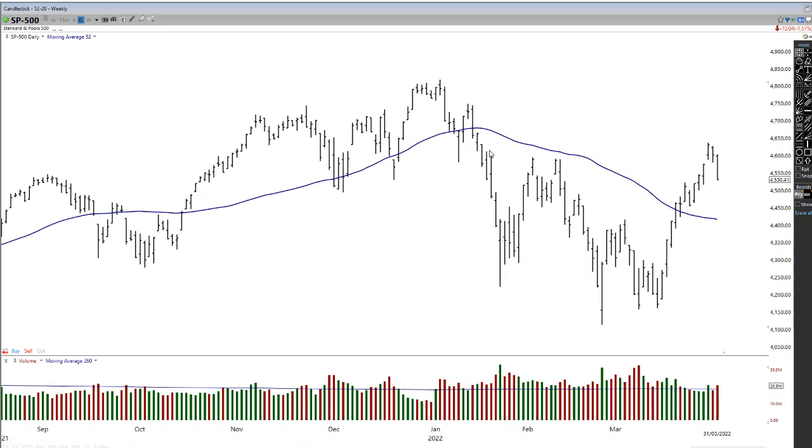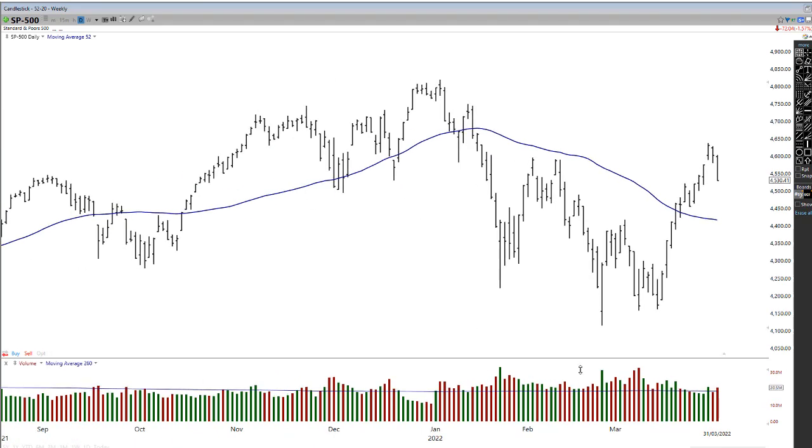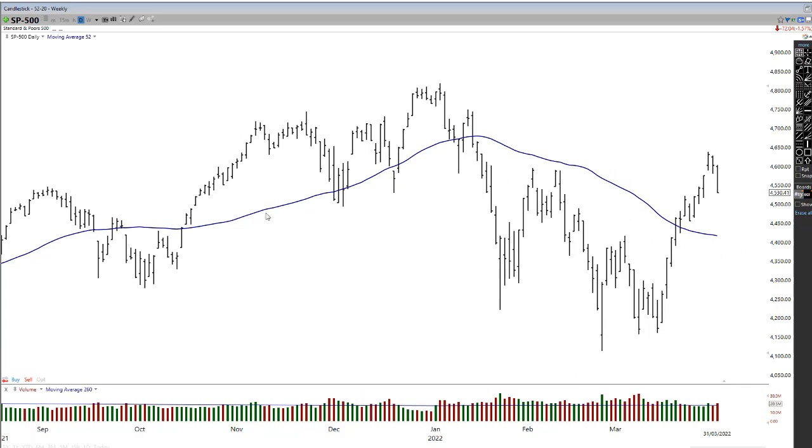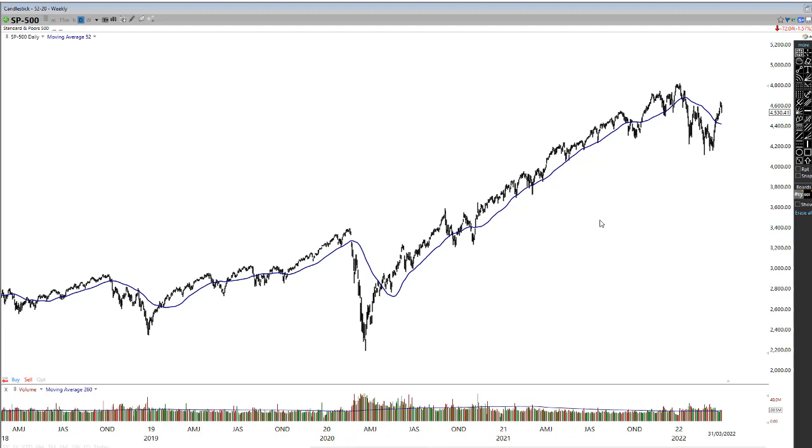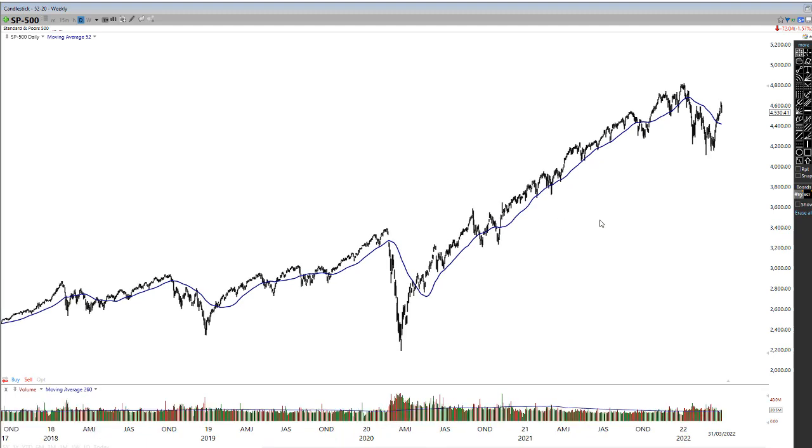So what happens if I squeeze my charts up here? Again, we're just looking at the one moving average. If I squeeze my charts up as much as possible, what do you notice about the moving average and the market? You'll notice that the market doesn't get too far away from the moving average before either A, we get a pullback to the moving average, or B, it just goes sideways, and then the moving average catches up.